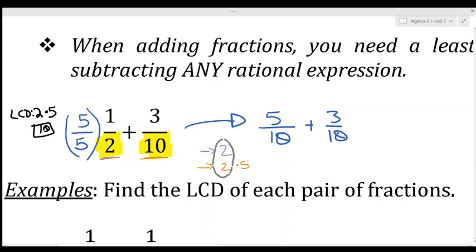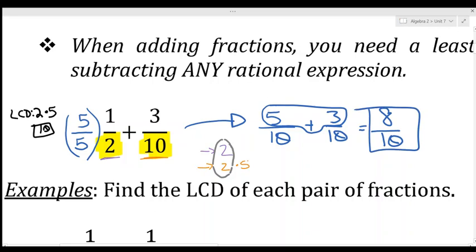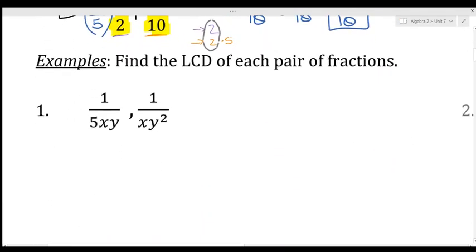And now that the denominators are the same, they're both 10, we can just add the tops, right? We can do 5 plus 3. Well, 5 plus 3 is 8, and then over 10. And that's your answer. Okie dokie. Let's see if my words don't fail me now.